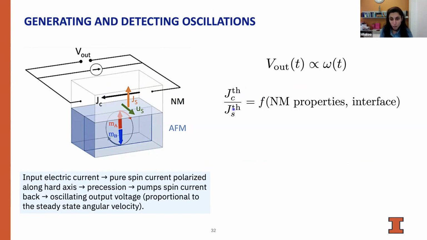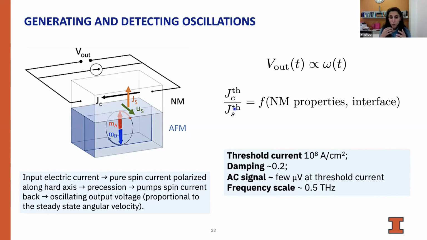And for a given amount of spin current, one can also estimate the charge current that I would need in order to start these oscillations. That would require understanding of the interfaces, the properties of the non-magnetic layer that I have here. But what our analysis shows is that we can get threshold currents around 10 to the 8 ampere per centimeter square in a frequency scale of half a terahertz and a few microvolts signal at the threshold for properties that are specific to Chromium. We don't really know the interface properties that well, so we're using some typical values for other materials. So let me put it that way, and it would be good to have some experimental demonstrations here.